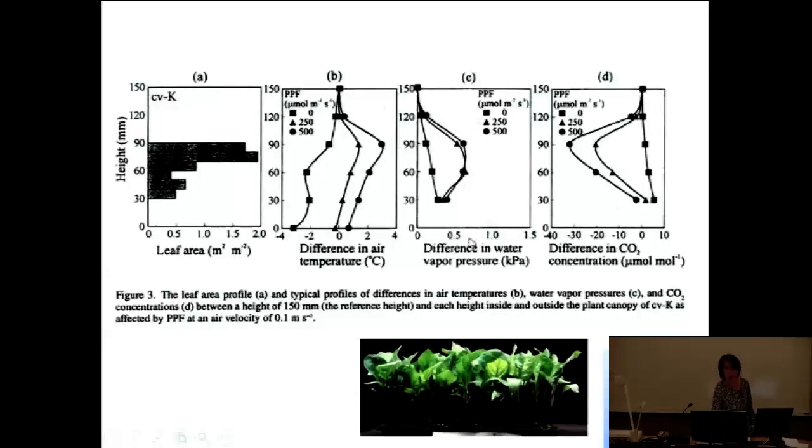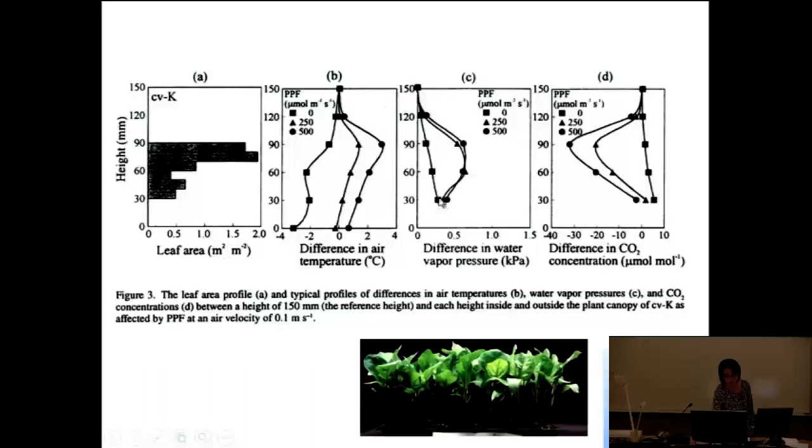This is the water vapor pressure. Under the darkness, water vapor pressure is basically the concentration of moisture in the air. Compared to the reference point, the water vapor pressure increases, right? So from 0, which is no difference, of course this is a reference point.